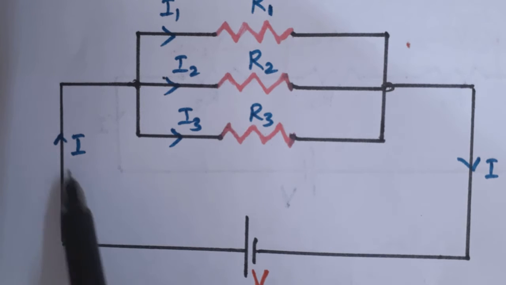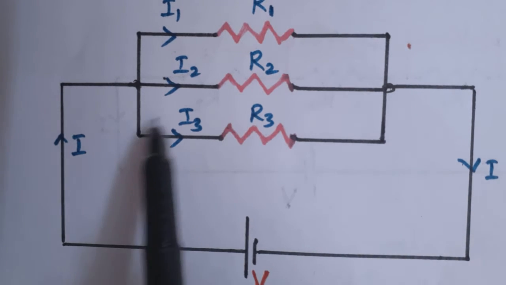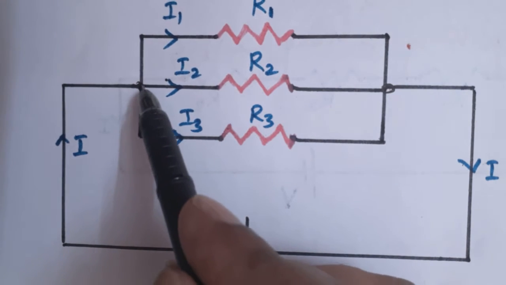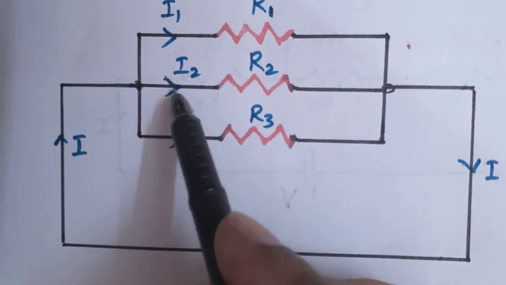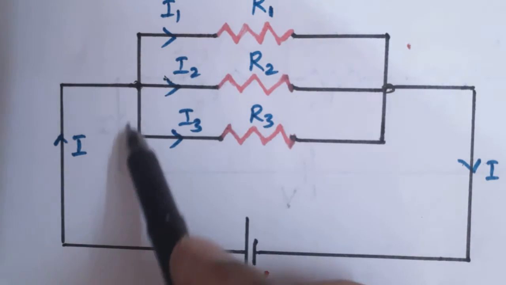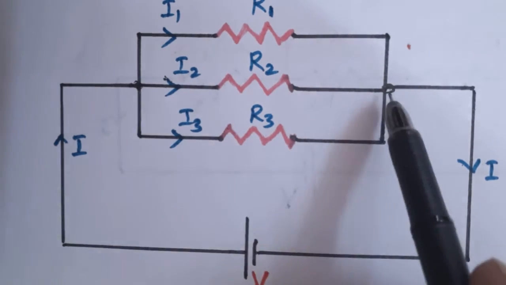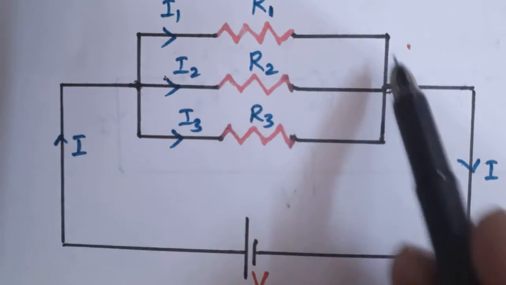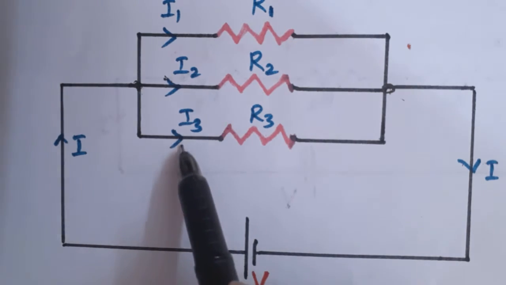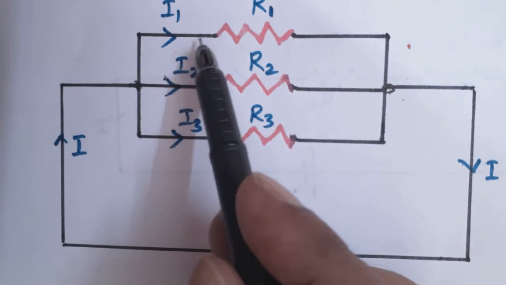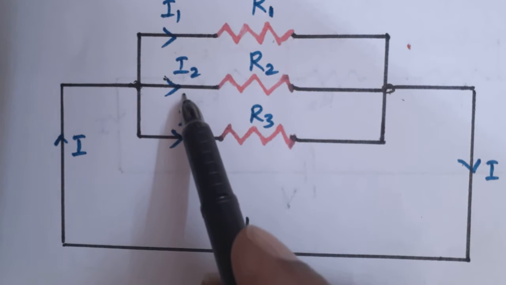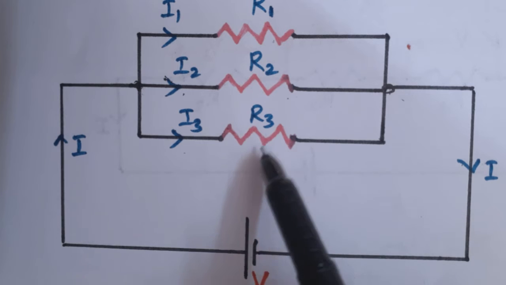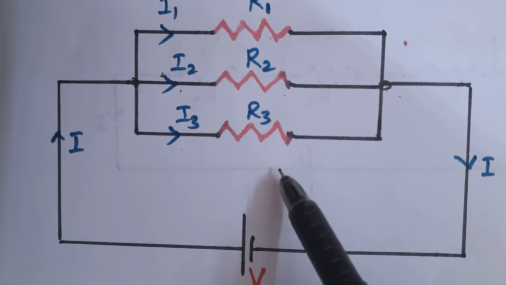Let I be the current passing through externally. Then after reaching the point here, there are three branches. Through each branch the current is split up, whereas the potential difference remains constant. There is an equal potential difference for all these branches, whereas the current is split up into three parts. Let I1 be the current passing through resistor R1, I2 through R2, and I3 through R3. So this is the circuit diagram for parallel connection.